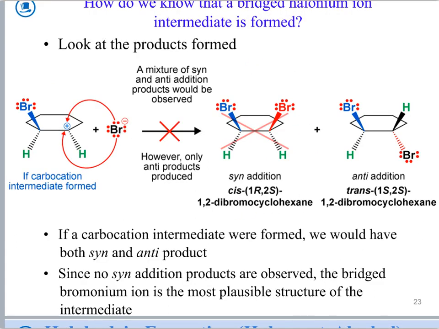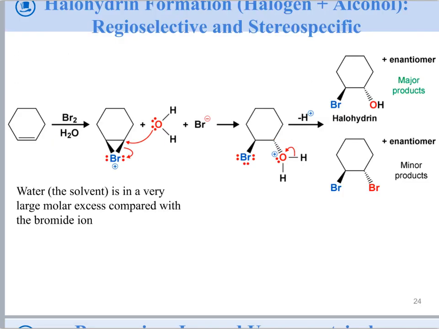Just to emphasize this, we only get trans products, so there is no carbocation. That's how we know we have that bromonium ion. So that was the halogenation.